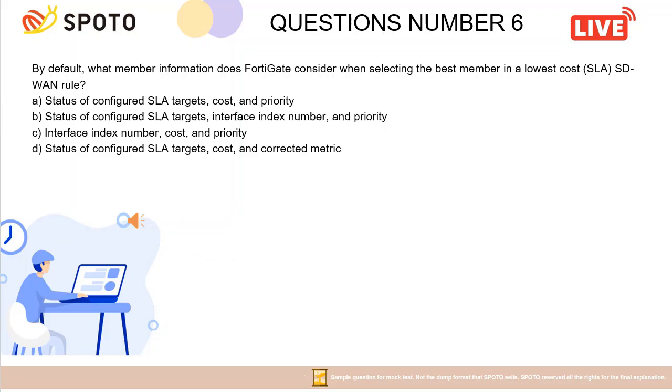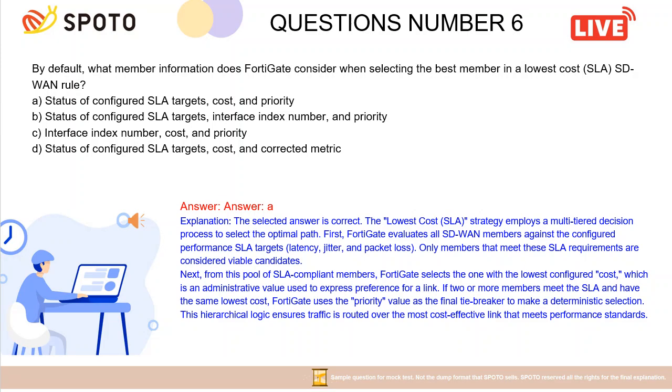Answer A. The selected answer is correct. The lowest cost SLA strategy employs a multi-tiered decision process to select the optimal path. First, FortiGate evaluates all SD-WAN members against the configured performance SLA targets: latency, jitter, and packet loss. Only members that meet these SLA requirements are considered viable candidates. Next, from this pool of SLA-compliant members, FortiGate selects the one with the lowest configured cost, which is an administrative value used to express preference for a link.